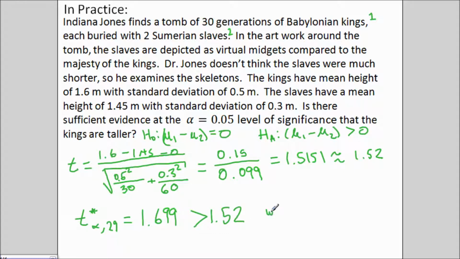So what does that mean? It means we fail to reject H naught. So at the 0.05 level of significance, we don't have sufficient evidence to say there's a difference in height. There is no real variation in height. The fact that this mean is higher than this is mostly due to statistical chance, based on our evidence here. So we don't have sufficient evidence to say that they actually were taller.